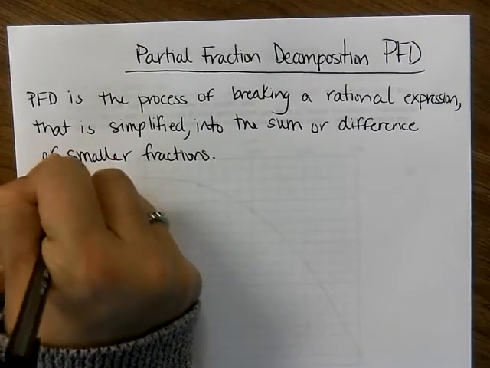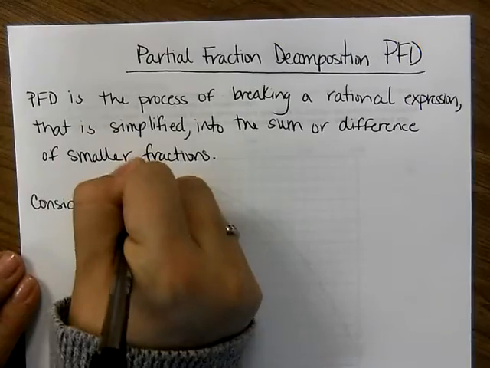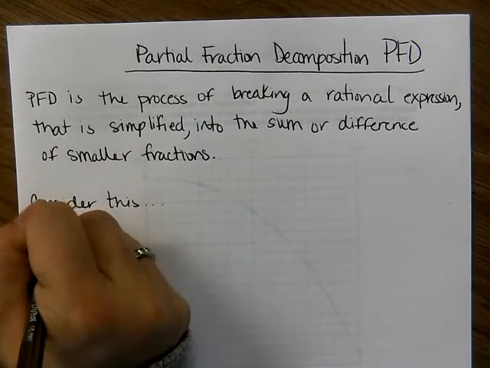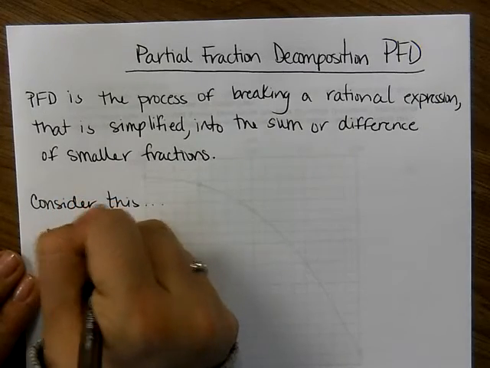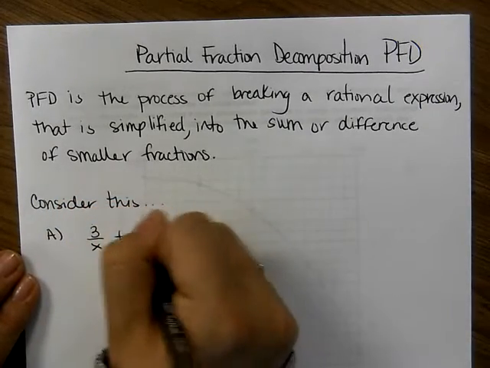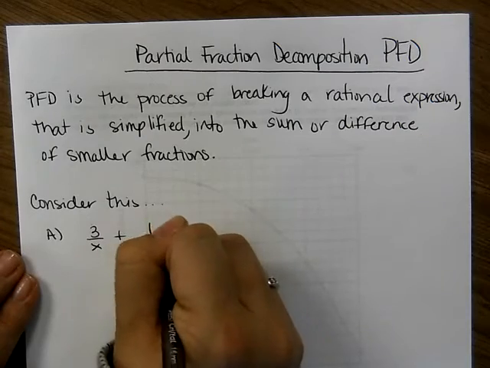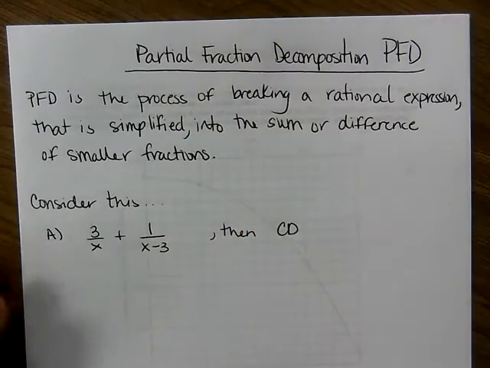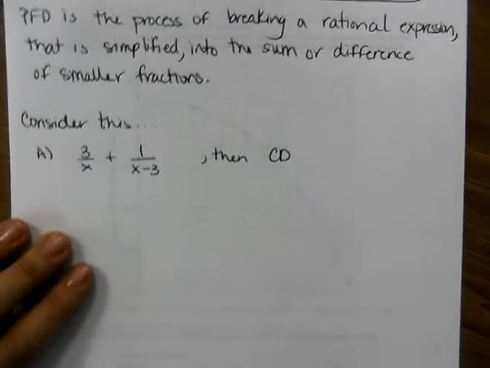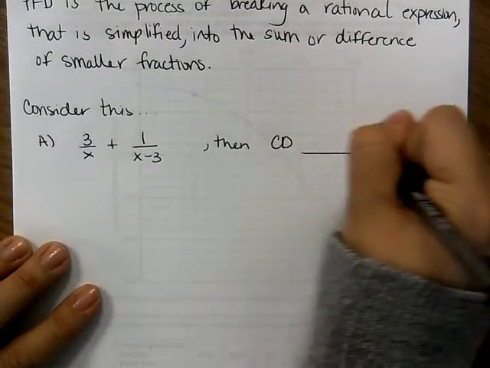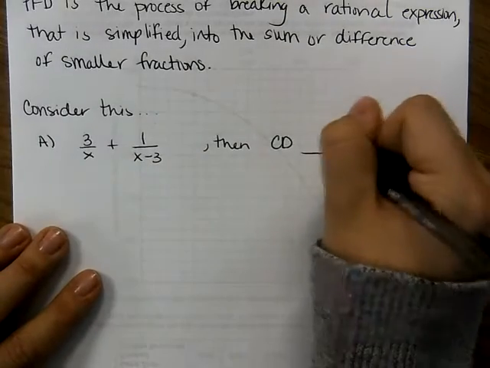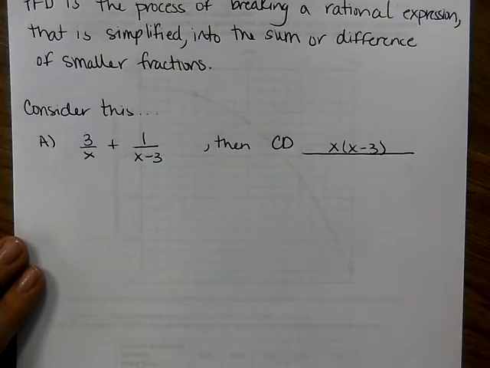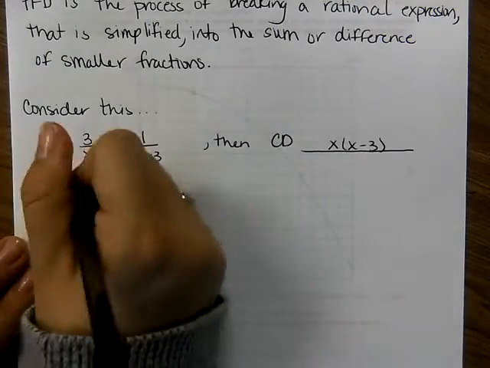So consider this. If you have these two pieces, let's say we have 3 over x plus 1 over x minus 3. Then our common denominator, which we're just going to label as CD, is what? What's your common denominator? Good. X times x minus 3. Everybody agrees with that, right? Easy one.